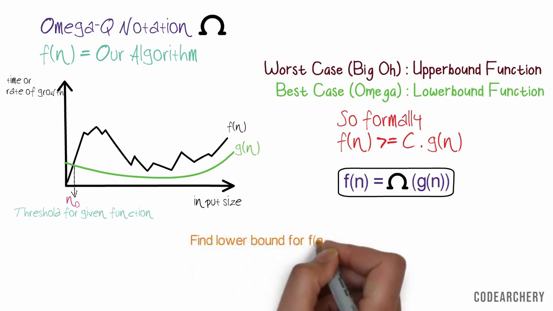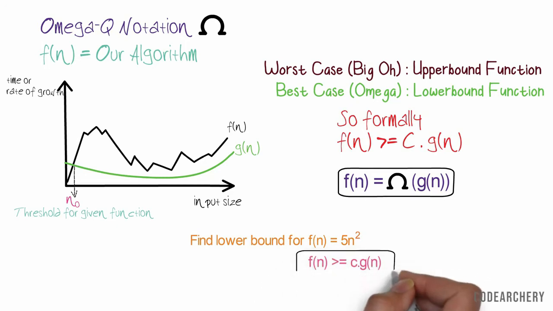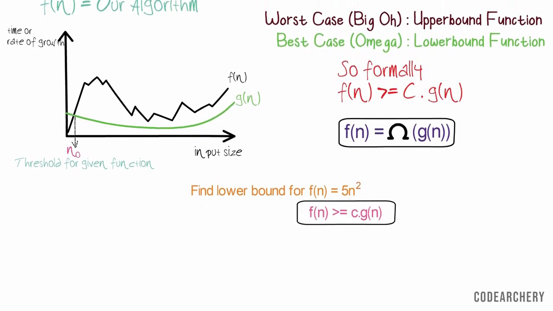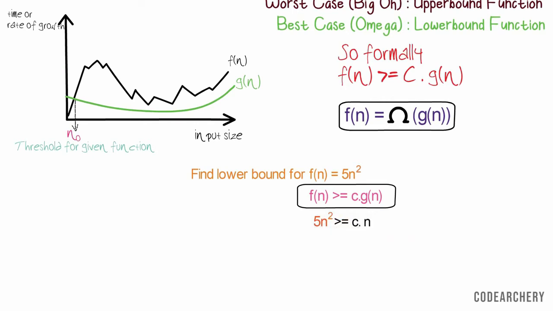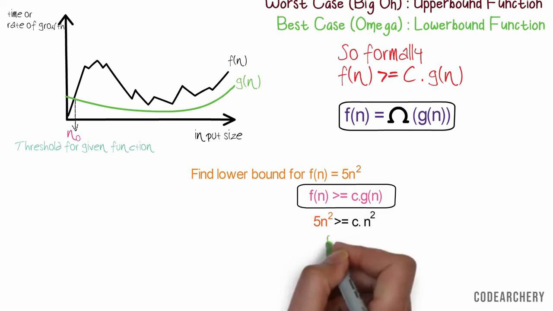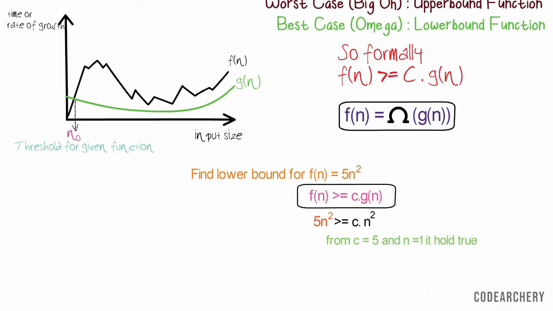Let's find the lower bound for 5n square. We'll stick to our definition, that is lower bound, f of n is greater than or equal to c into g of n. Since our f of n is quadratic, we will take g of n as a quadratic function, that is n square. So now if you observe a bit, for c equals 5 and n equals 1, this equation holds true. Now we can say that for function 5n square, its best case time complexity is n square, that is 5n square equals omega of n square. Don't worry about the maths part, just focus on the notations here.